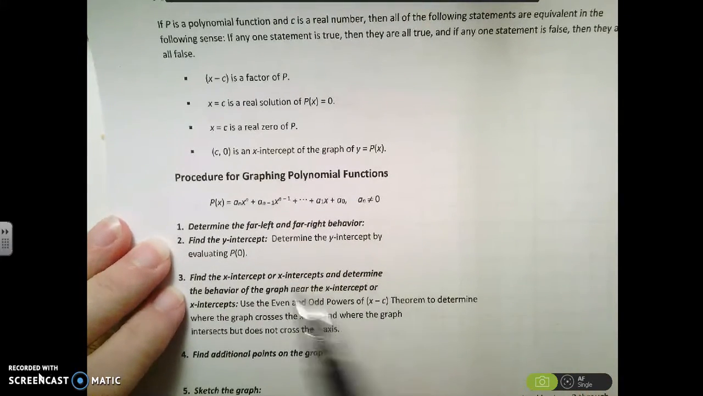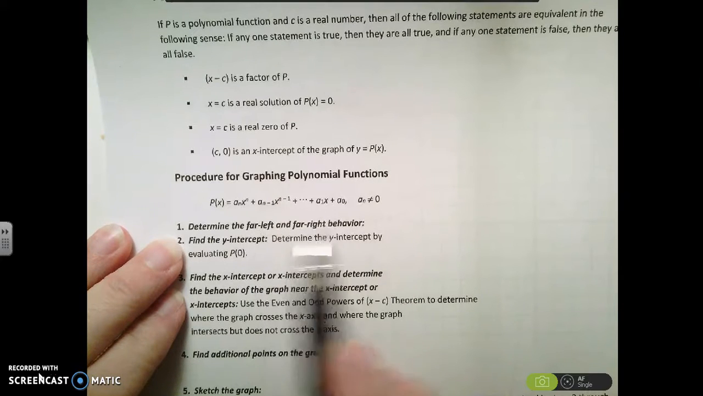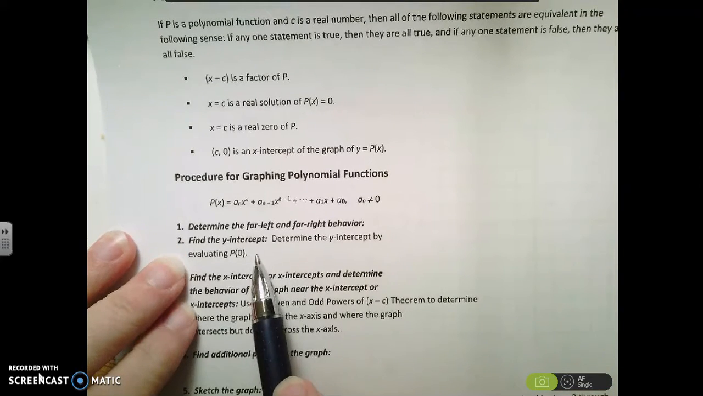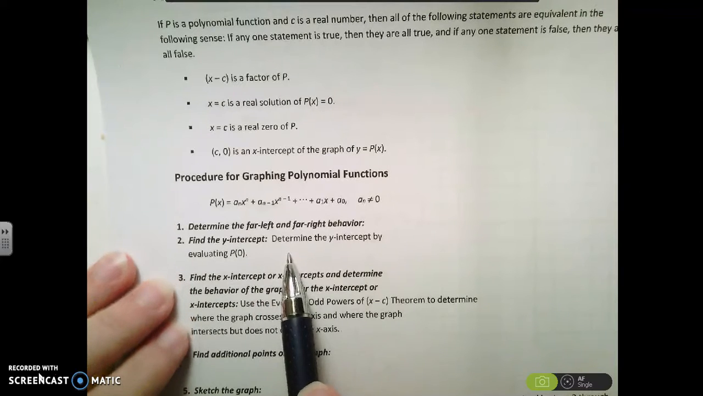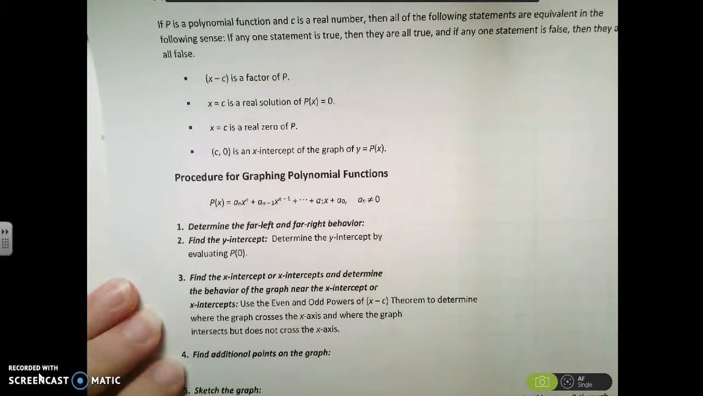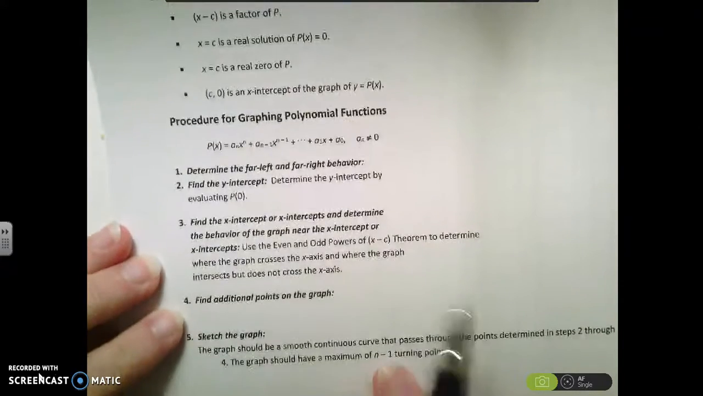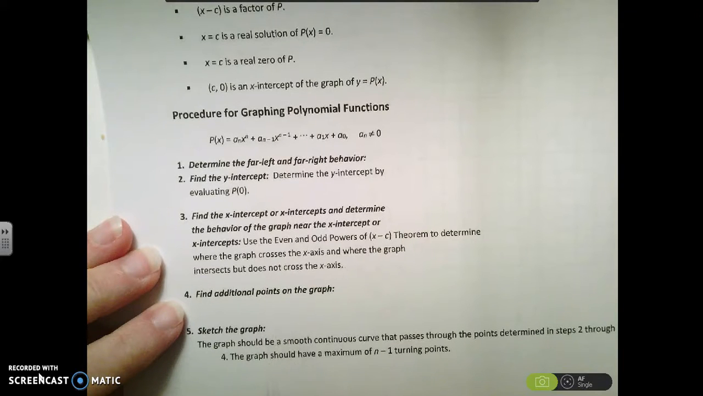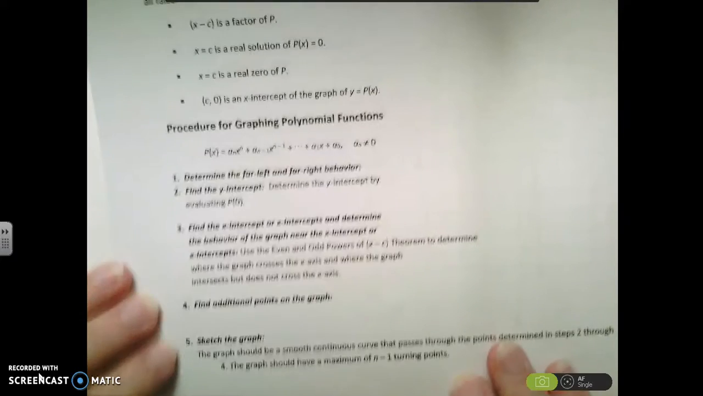We're going to go through an example. First step is determine far left and far right behavior. Is it down? Is it up? What's happening? Step 2, I'll always tell you to find the y-intercept. Okay? Step 3, I'll tell you to find the x-intercepts. This usually is the most involved step because you're going to have to factor, or you're going to have to go through some steps to get that. Step 4, I'll always tell you to find some additional points on the graph just to give us a better feel for where the graph is going, and then you're always going to graph it.